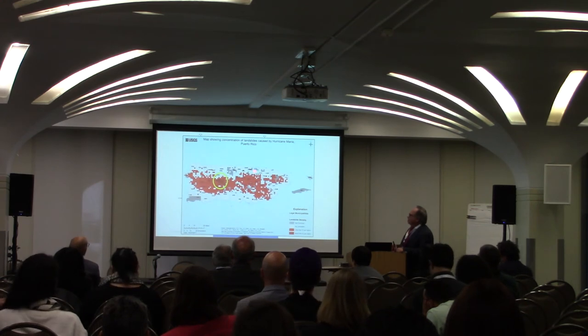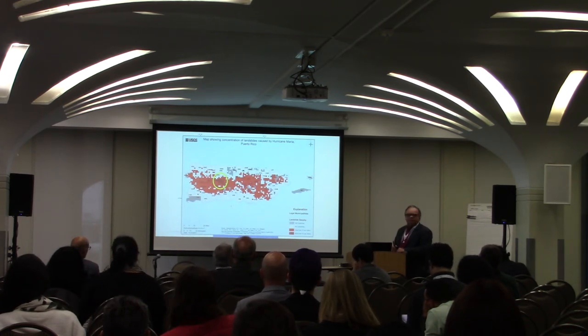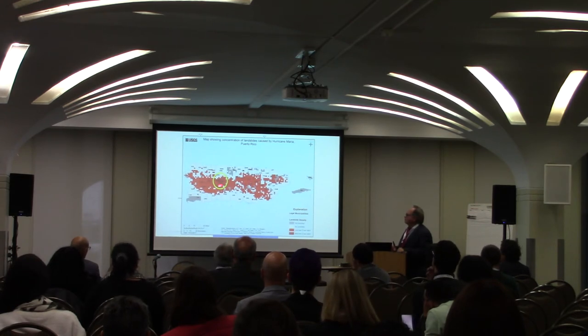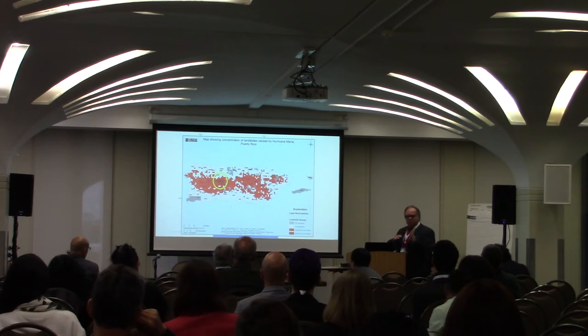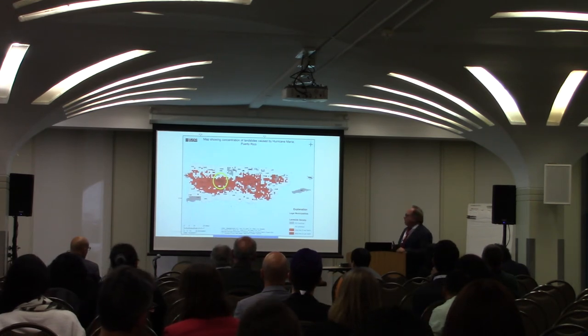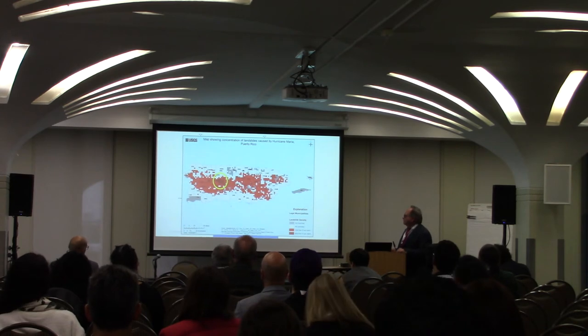The first estimates by USGS, they did this with aerial photographs, and they estimated about 40,000 landslides. I understand the latest estimate has been raised to 70,000 of all magnitudes, small and big. And in Utuado alone, here in the circle, they estimated 13,000 landslides, just in that municipality.